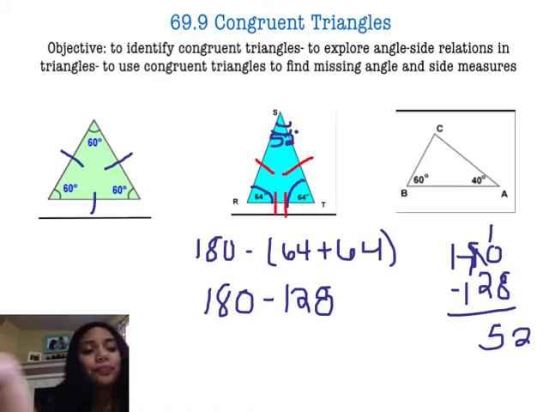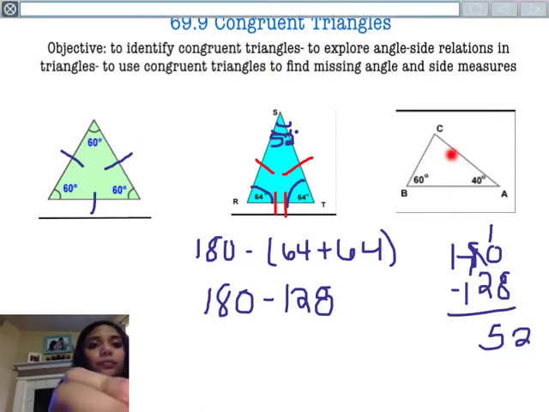Okay. So the next one, this is 60, this is 40. If this one's 60 and this one's 40, then I have to do 60 plus 40 is 100, and then I know that the other one is going to be 180 minus 100, which is 80 degrees. So none of them are equal. That's an 8. I really need to work on my handwriting skills with a stylus.